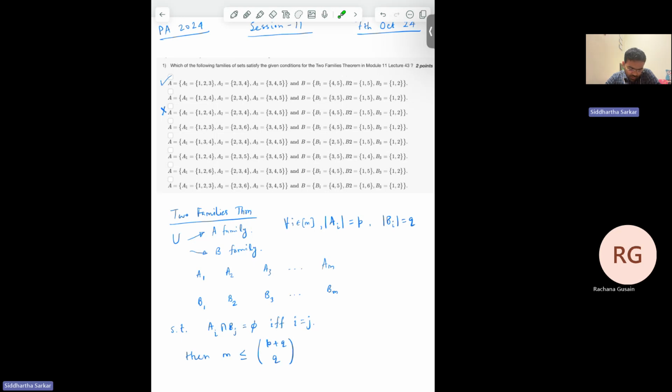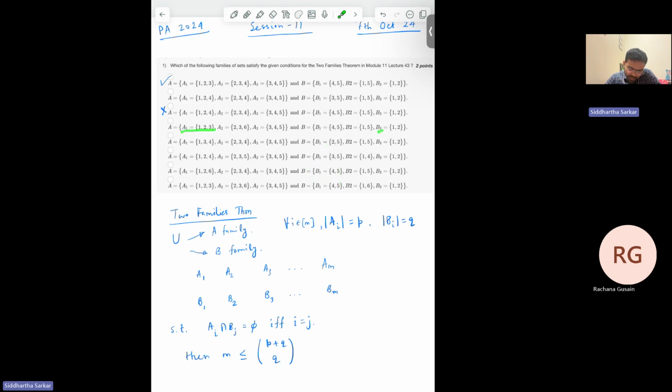So we are looking at option 4 now. First thing is to check how many sets are there in family A. There are three sets. So family B should also have three sets. That is correct. So now let's look at A1 intersection B1. It's empty. That is fine. Satisfies the condition. Now let's look at A1 intersection B2. So this is non-empty. One is common. That is also fine.